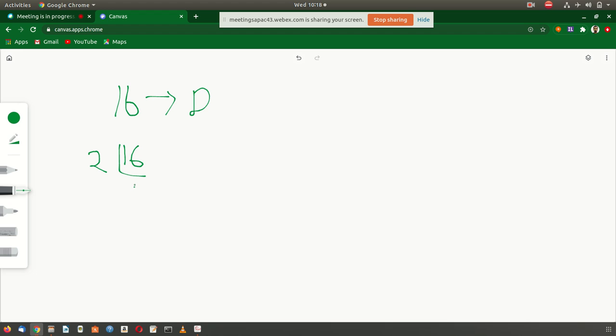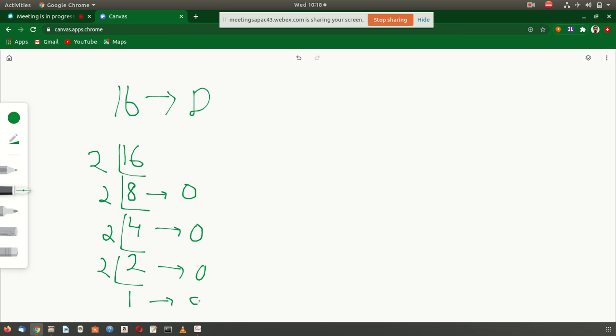2 times 8 is 16, and nothing is left over, the remainder is 0. 8 divided by 2: 4 times 2 is 8, and nothing is left over. 4 divided by 2: 2 times 2 is 4, nothing is left over. 2 divided by 2: 2 times 1 is 2, and nothing is left over, 0 is the remainder. So here we have come to 1, so we have to stop now.